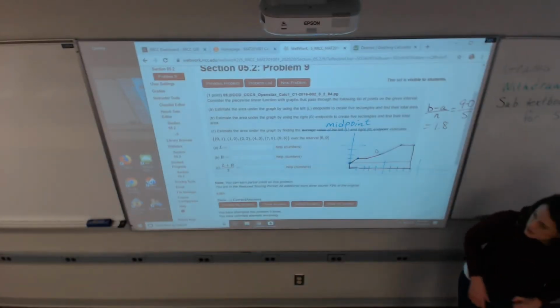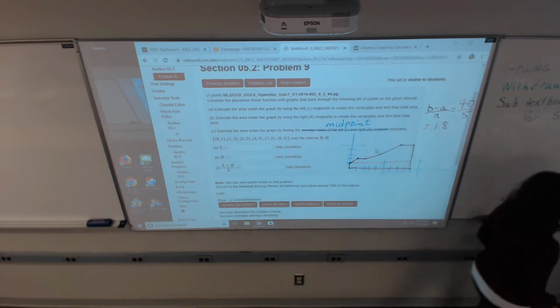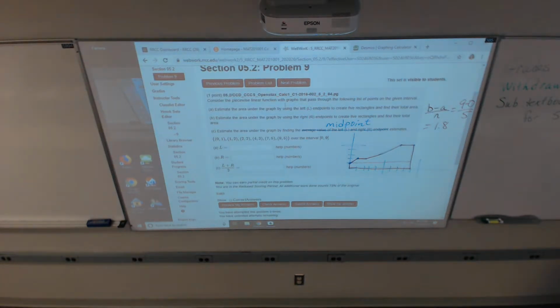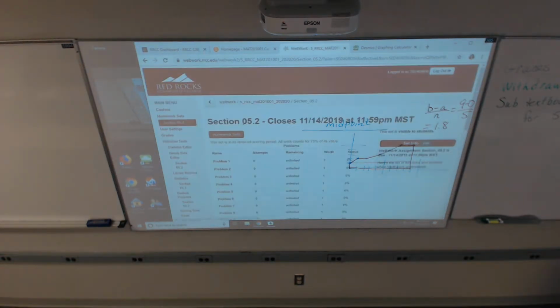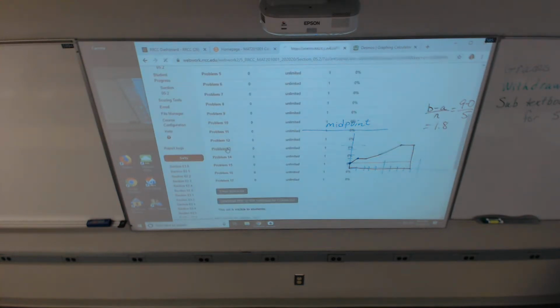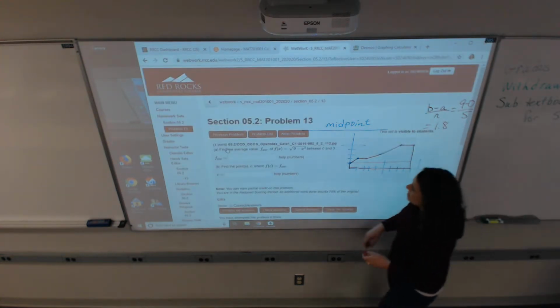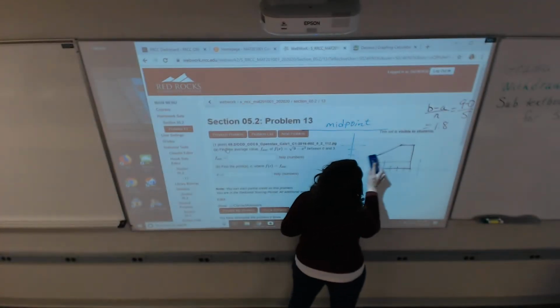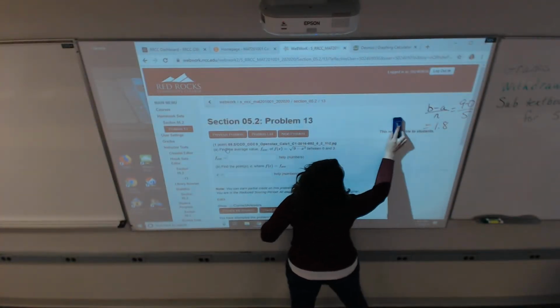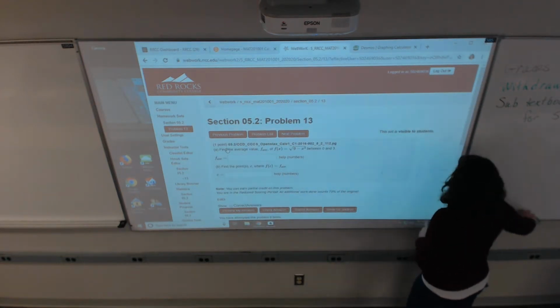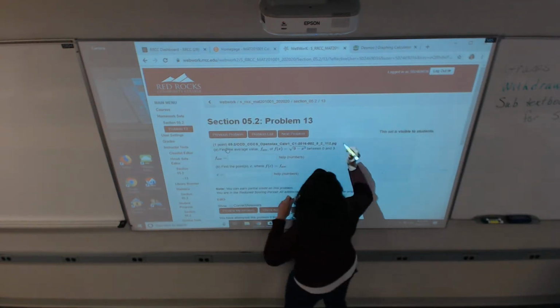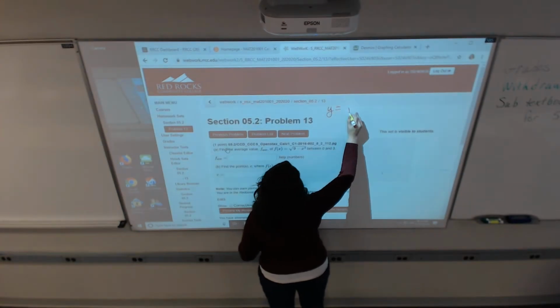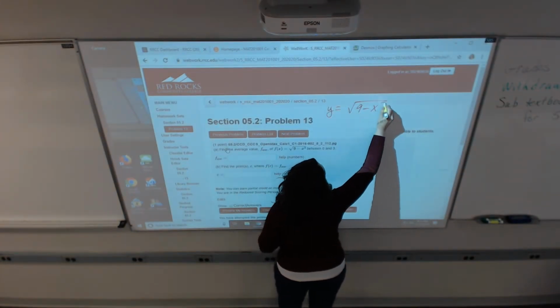What was the next one that you wanted? 13 and 14? Let's take a look at 13. Number 13 says find the average value of this between 0 and 3. Okay, so my function is f of x is the square root of 9 minus x squared.